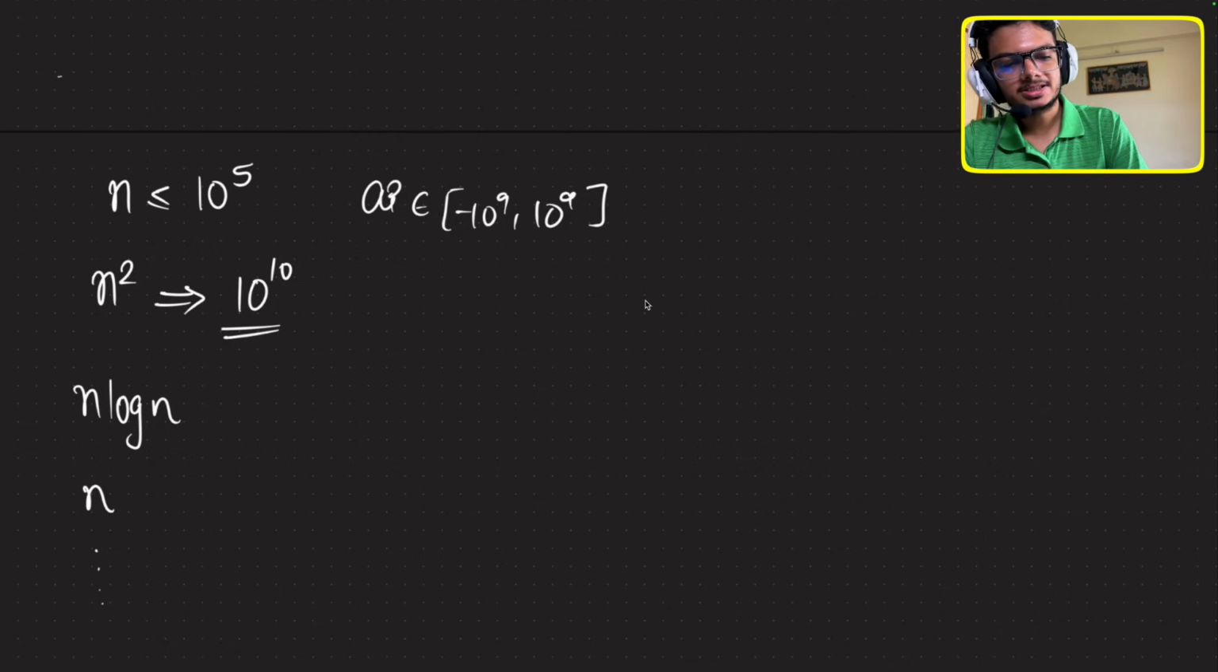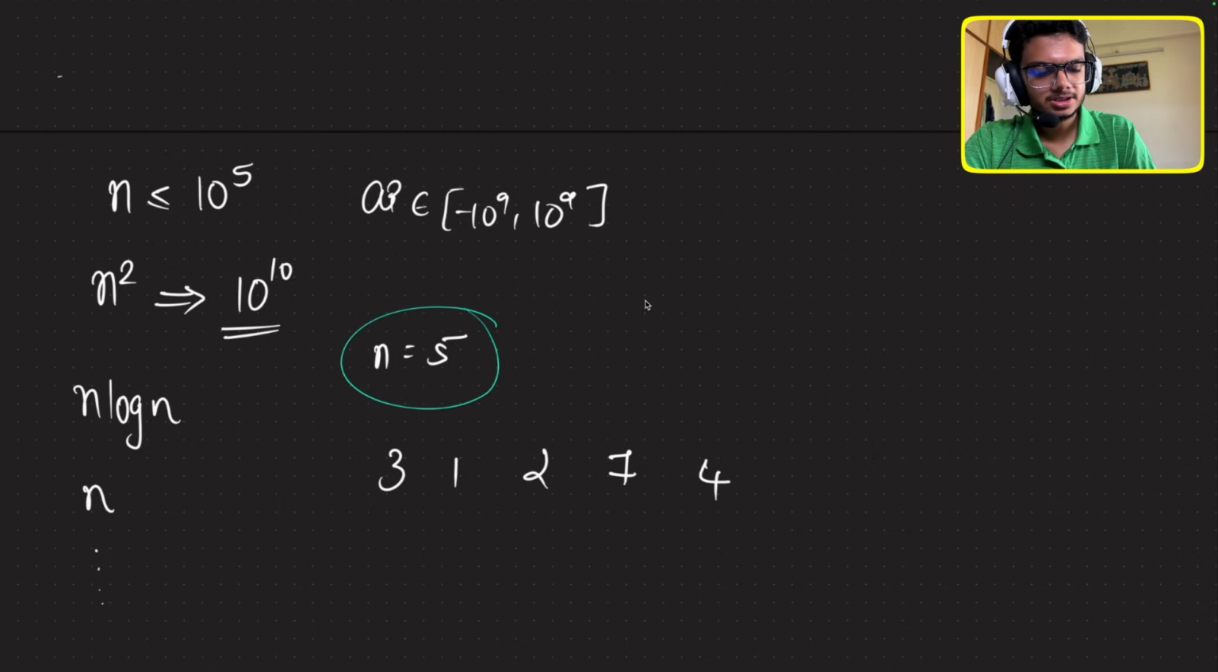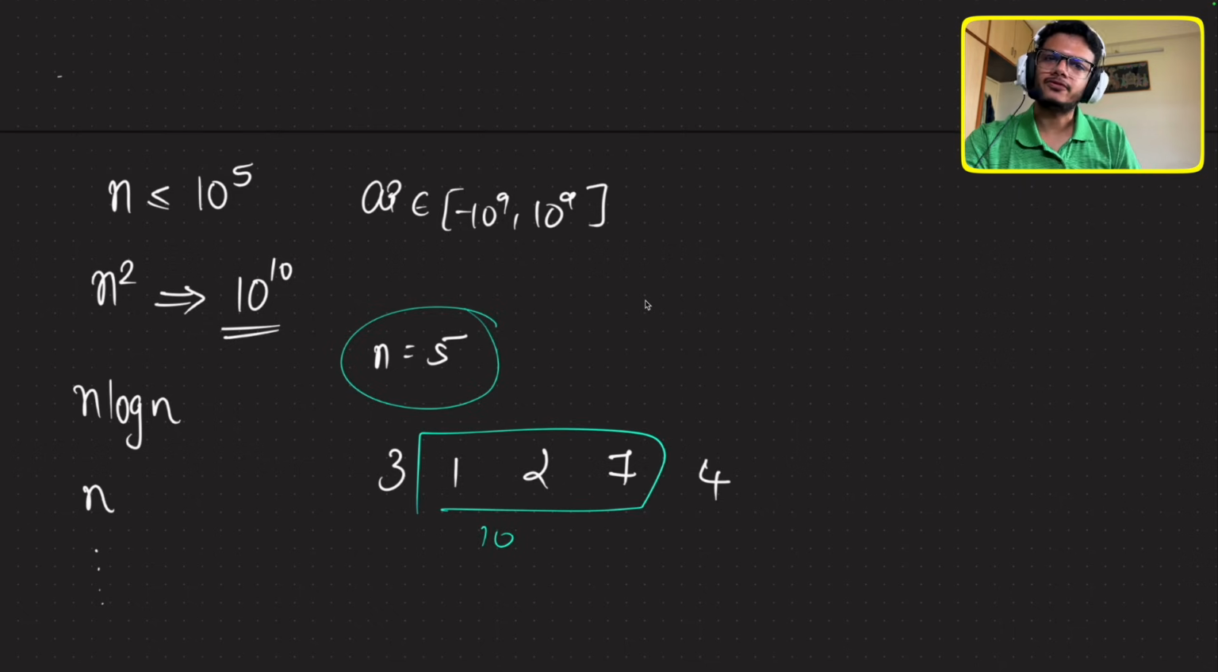Let's take the example test case now and try to understand this question. N was 5 in the example test case. Now here the 5 elements were 3, 1, 2, 7, 4. What you have to do is find all the subarrays whose sum is divisible by n, which is 5. Now what are all the subarrays? There is this one subarray whose sum is divisible by 5, because here the sum is 10, and 10 mod 5 is 0.